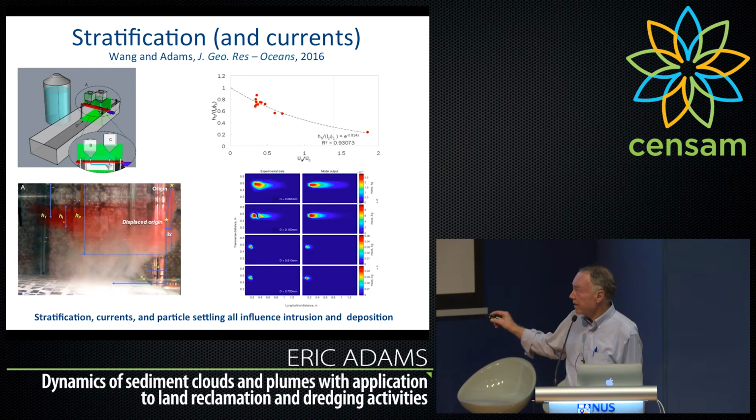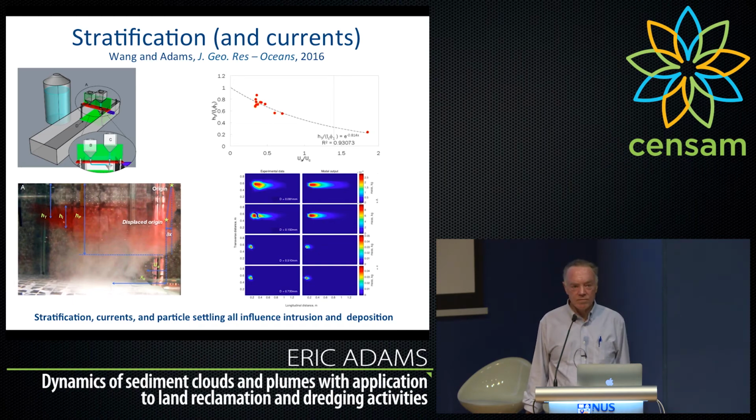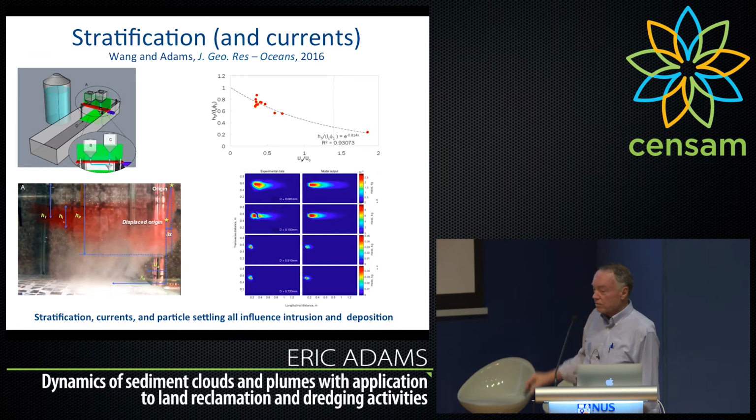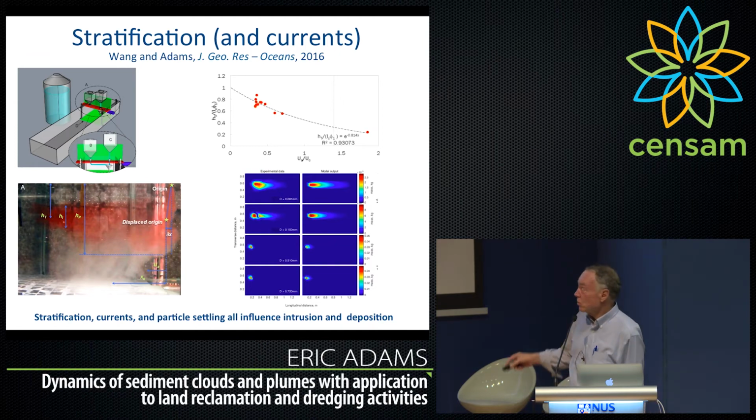She's looking at the depth at which the plume intrudes into the ambient at a level of neutral buoyancy. That's a declining function of the current speed. She's also looking at the deposition. This is increasing particle size, and so the deposition patterns are becoming shorter and shorter with denser, larger particles. And the experiments and a model that she has show good agreement.